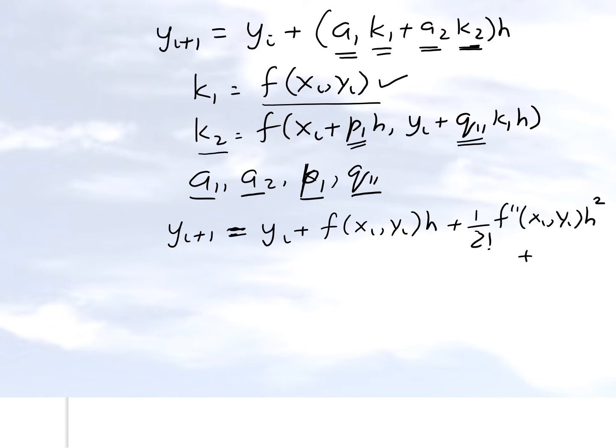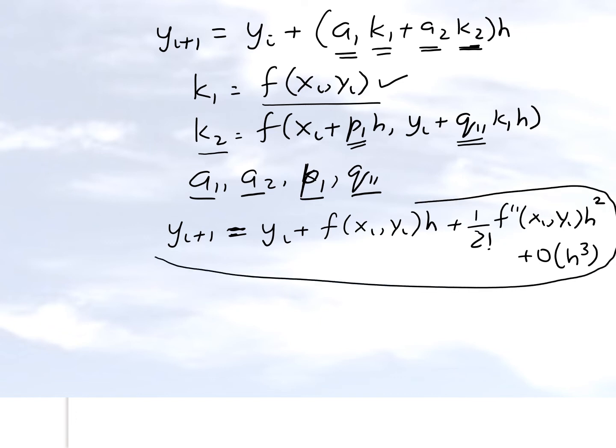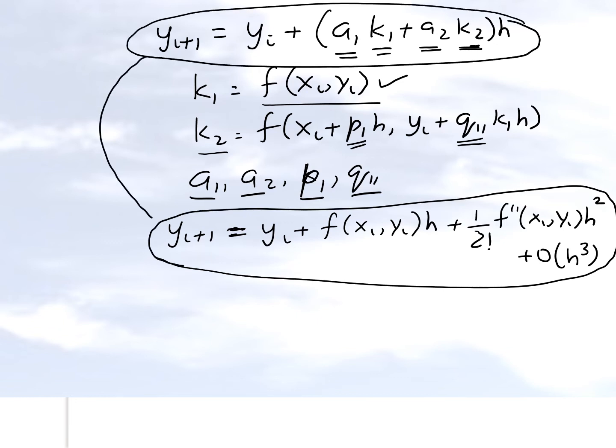And then of course we have the order of the h cubed terms which are left over. So this is what was suggested by Runge and Kutta, that we're going to take this and equate it to this. You see the left hand side is the same, the right hand side is the same so far as this part is concerned.